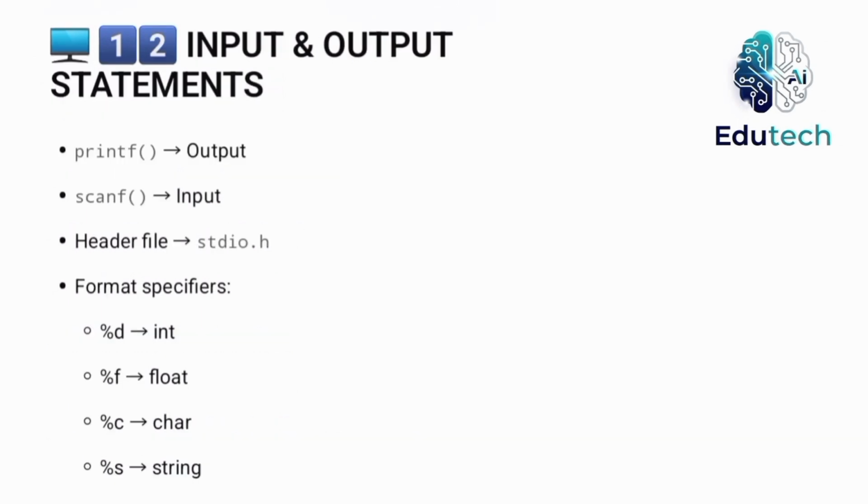Input and output statements. Input and output operations in C are performed using standard library functions provided in stdio.h. The printf function is used to display output on the screen, while the scanf function is used to take input from the user. These functions use format specifiers such as %d for integers, %f for floating point numbers, %c for characters, and %s for strings. Input and output statements allow interaction between the user and the program, making programs dynamic and user friendly.